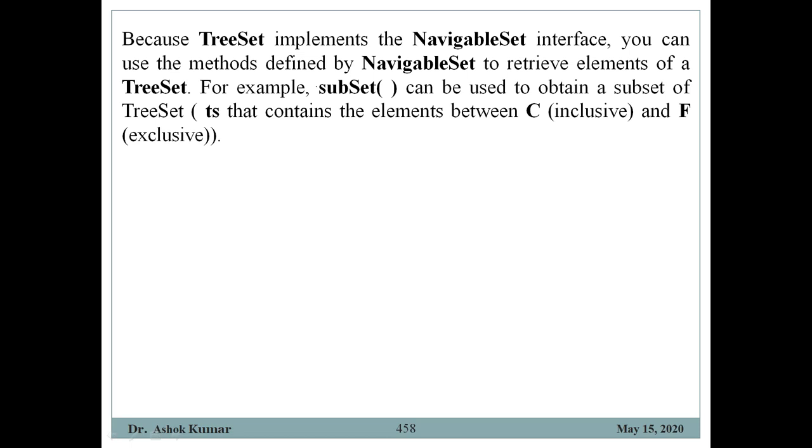If you look at the result of this program, you will be able to see that it has shown the sorted list of elements if we print this. Second, if you want to retrieve the first element of the TreeSet, then you can use the first method, ts.first. This will give you the very first element of the list, and in this case the first element is A, so we will get A.